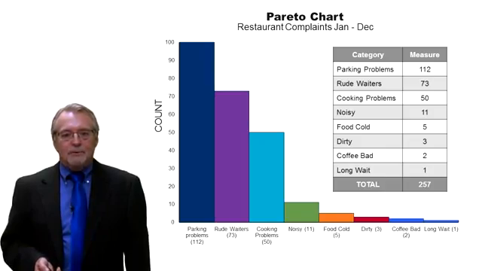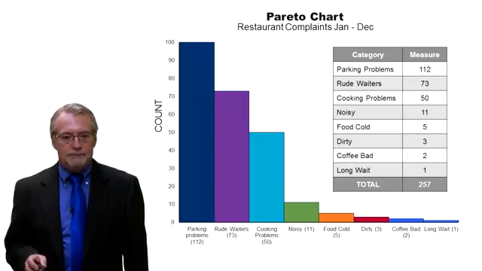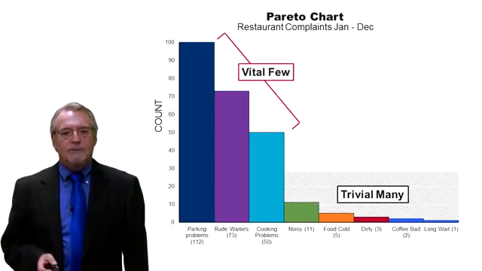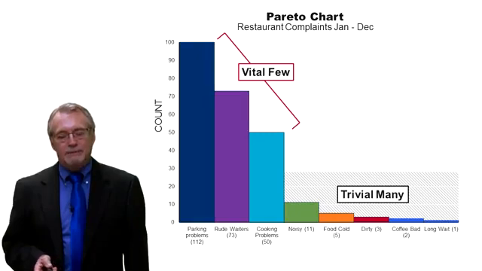We look at a number of different issues along the way here to find out, okay, so what's the main problem? If we take a look at our chart now, we say we have these three issues up here. If you take a look at this, these three issues are the tall bars. They're going to account for almost all of the complaints we have in the whole restaurant. This is called the vital few. Then we also have the trivial many.